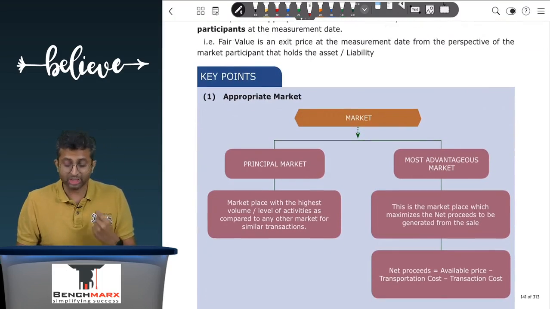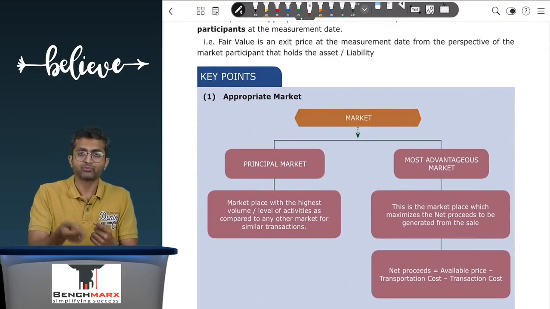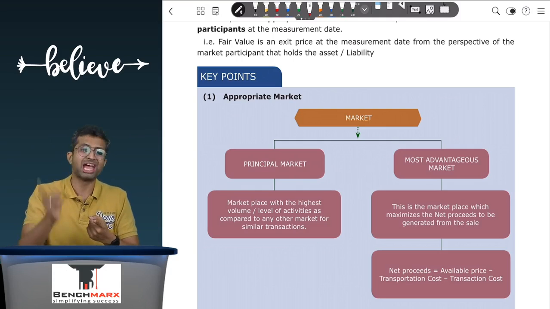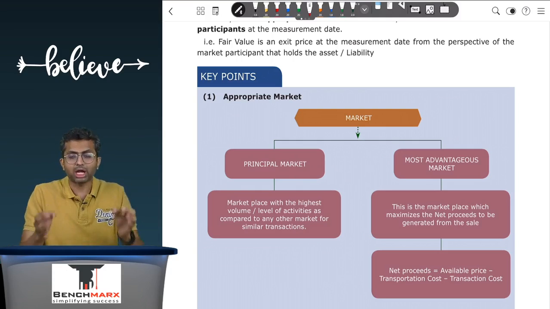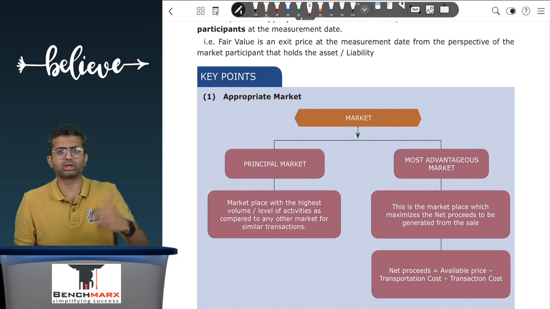Remember, the most advantageous market is going to be the market where you get the highest net proceeds. So you will take the available price after considering the transportation cost as well as the transaction cost. The market which gives you the highest net proceeds after considering both the transportation and the transaction cost will be taken as the most advantageous market.